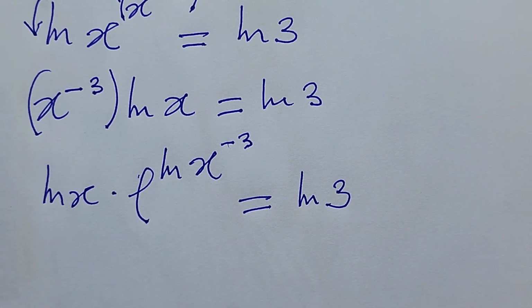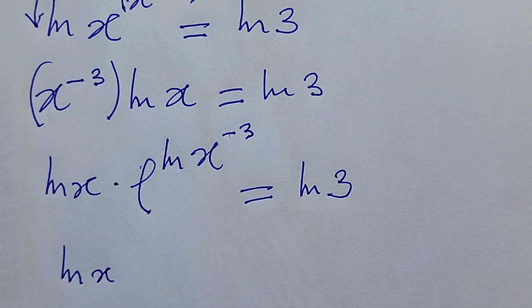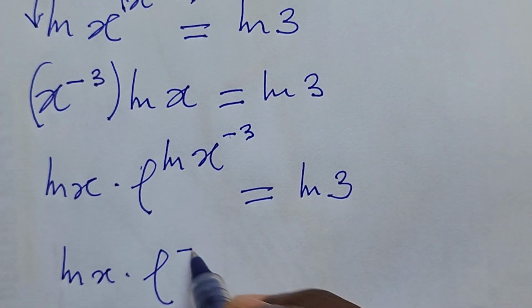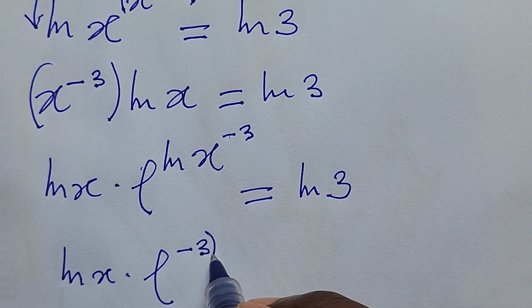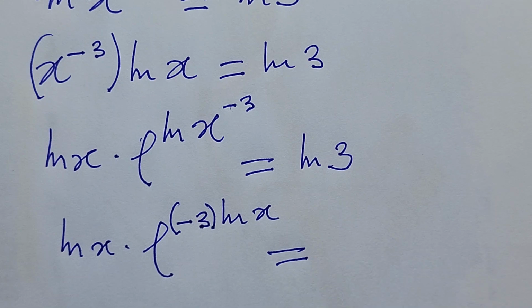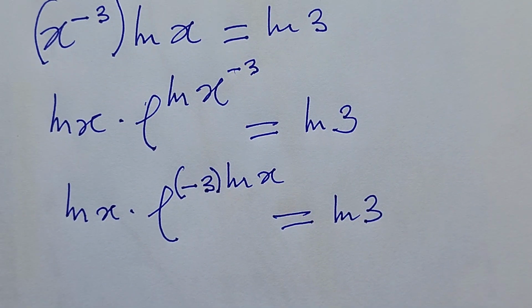So if we do that, this is going to give us here the ln of x times e to the power of (-3 ln x) equal to ln of 3. So the only way to solve this challenge at this point is to invoke the Lambert W function.